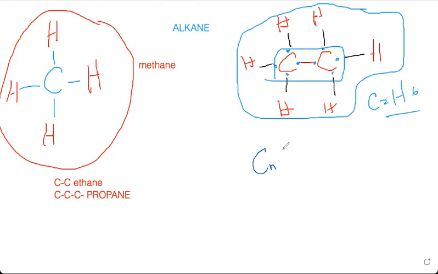CnH2n+2. This is the general formula of alkane. With the help of this formula, you can easily find the formula of ethane, propane, hexane, any alkane you have.